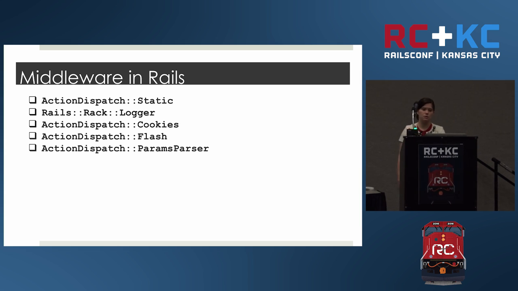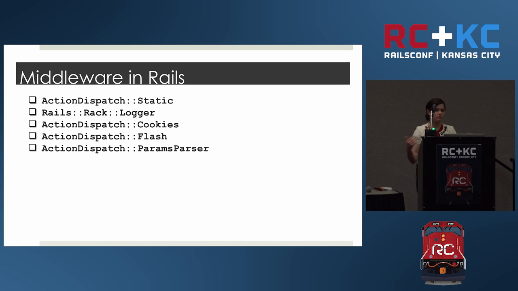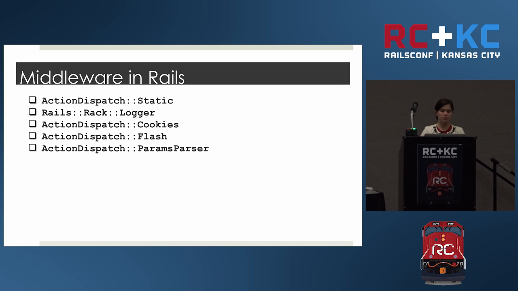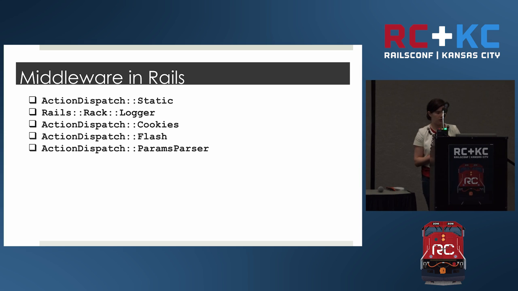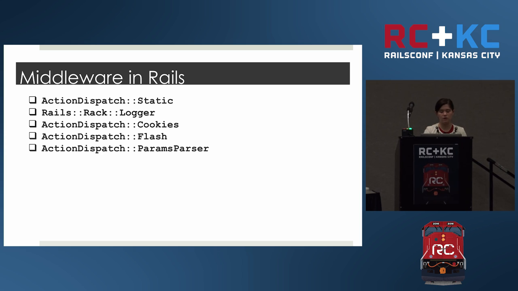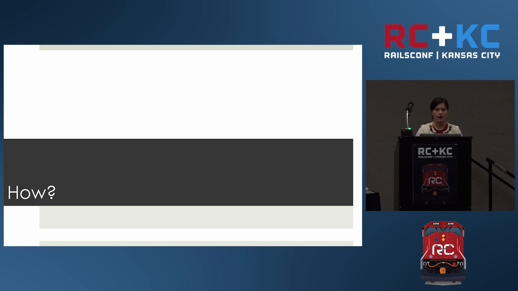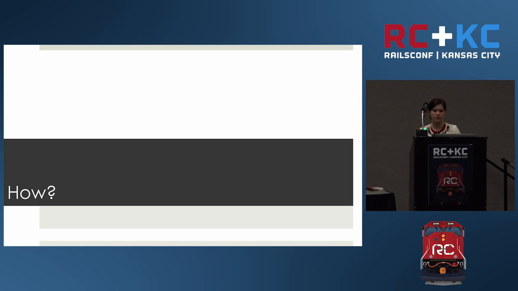In addition to middleware in the Rails core code base, within the Ruby web app ecosystem, there are other notable gems that use middleware as a strategy. Some of them include being used for throttling, for security, for honeypots, and for authentication with Warden. So let's take a quick look at how we're going to build our middleware.